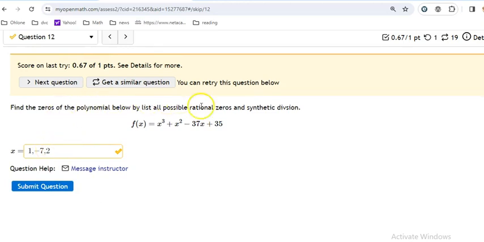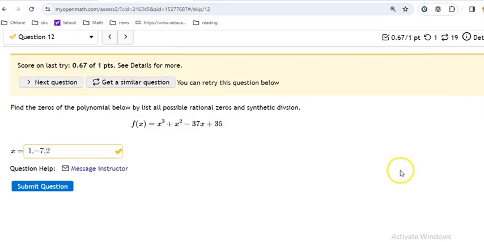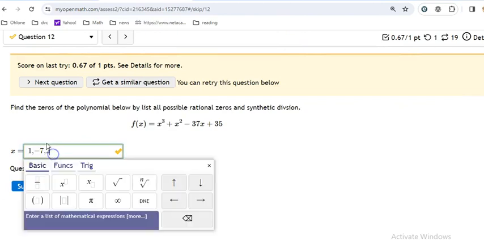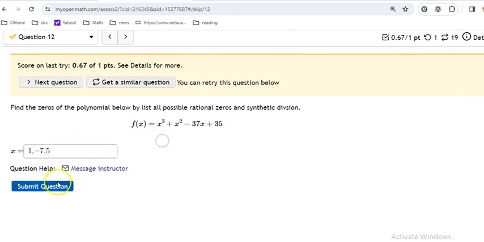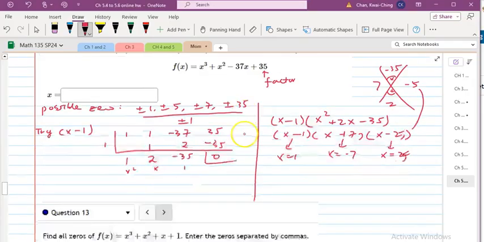Find the zeros by the list. Okay, so did we get any mistake? It's plus 7, minus 5. Gosh, you see, it's 5. I don't know why I said 2, so no wonder. It's 5. Typo. I'm rushing.